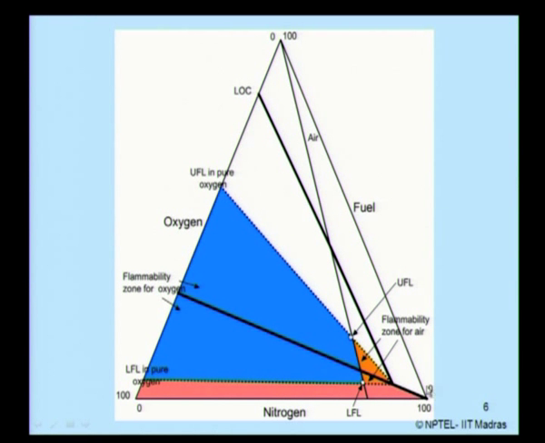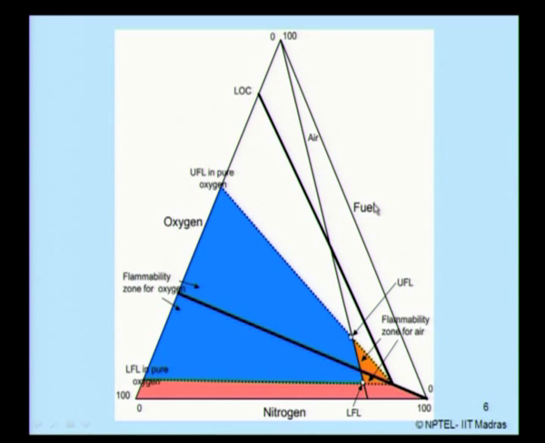We already know this is the fuel arm 0 to 100, this is the oxygen arm 0 to 100, nitrogen arm 0 to 100. The numbering has a specific order, it is anti-clockwise: 0 to 100, 0 to 100, 0 to 100, nitrogen arm, fuel arm and oxygen arm. When you know this, try to draw what we call the air line, which is 79% nitrogen. Draw that with the apex of the fuel or origin of oxygen and draw a line, call this the air line.